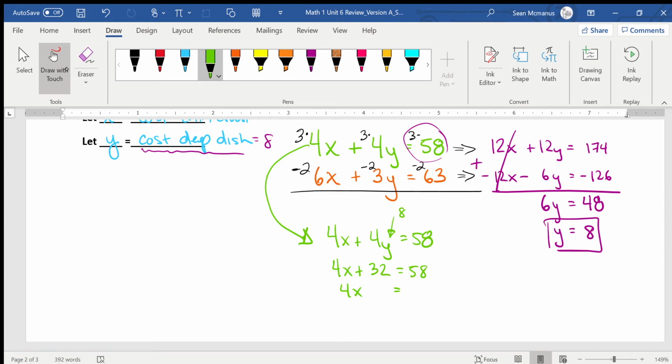Subtract 32 and I get 26. And divide both sides by 4. And I get 6.5, or 6.50. If I do my math with the calculator, or I take half of 26 and get 13 and then take half of that. So we actually end up with a decimal here. That's okay. Most of our problems have been pretty friendly, but this tells me the cost of a thin crust pizza.